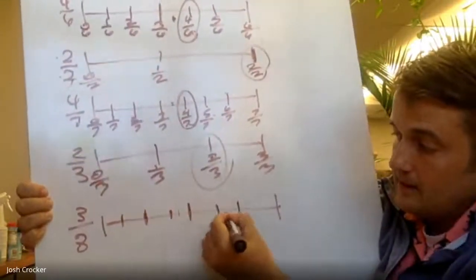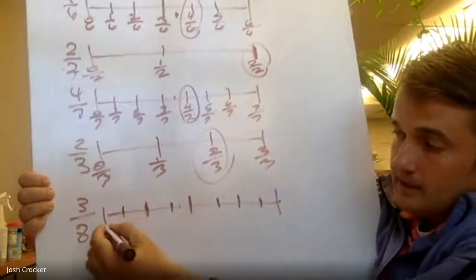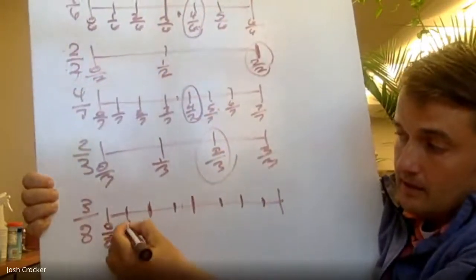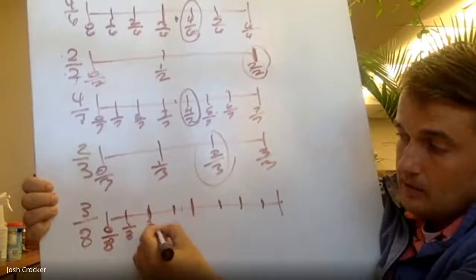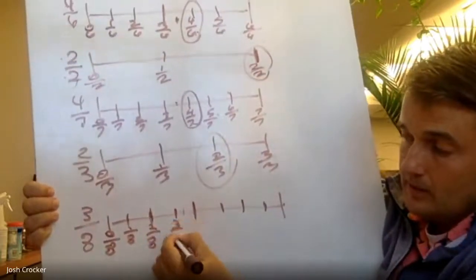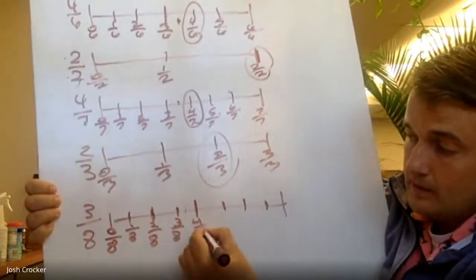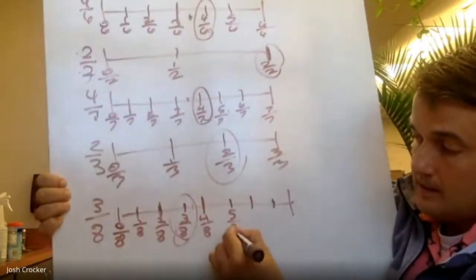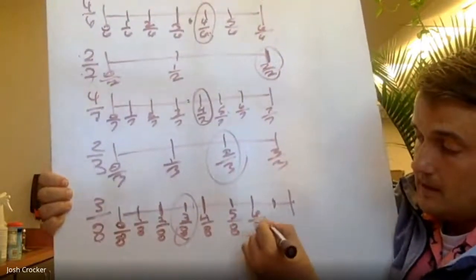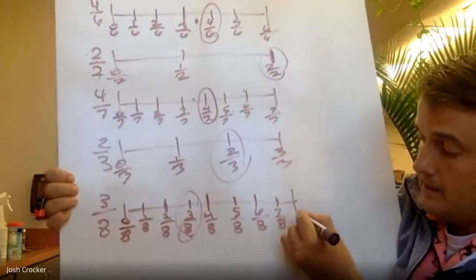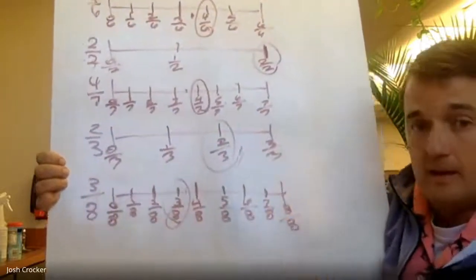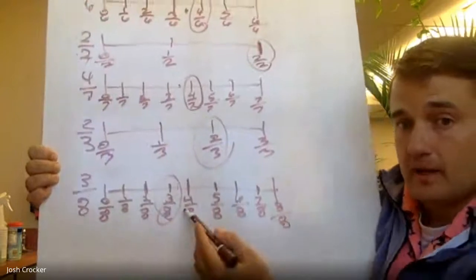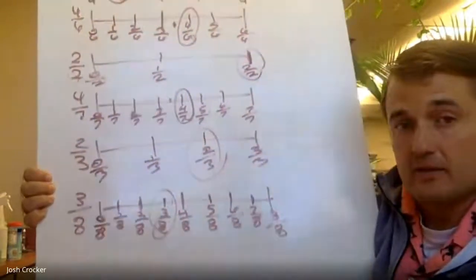Okay. So half again gets me to 4 pieces. Half again gets me to 8 pieces. 0/8, 1/8, 2/8, 3/8, 4/8. That was my answer, by the way. 5/8, 6/8, 7/8, 8/8. Okay, 3/8, just a little bit shy of half.